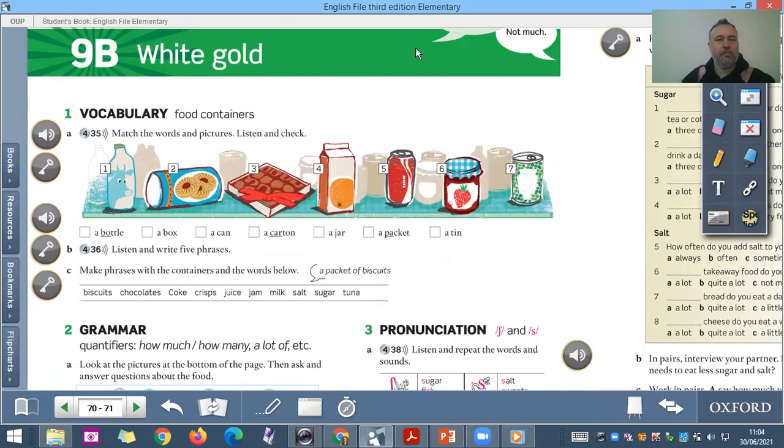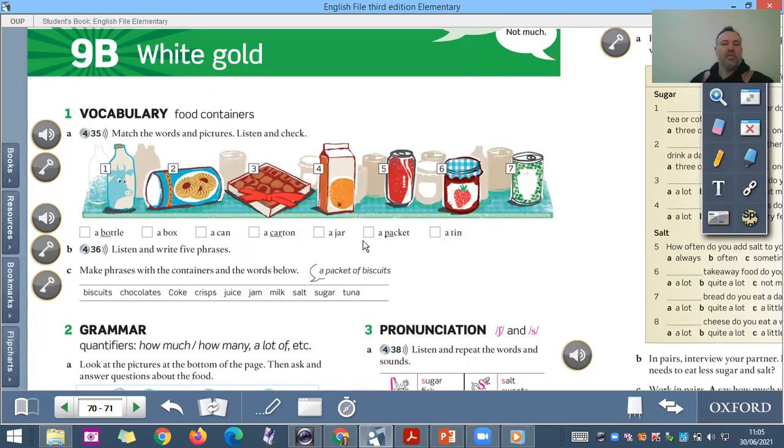4.35. 1. A bottle. 2. A packet. 3. A box. 4. A carton. 5. A can. 6. A jar. 7. A tin. A tin.